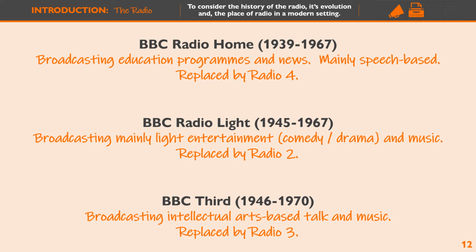BBC Radio Light from 1945 till 1967, which was mainly light entertainment. So there were comedy shows and dramas and lots of music, and this eventually was replaced by Radio 2. And then there was BBC Third, and this was 1946 to 1970, and this was supposed to be broadcasting intellectual and arts-based talk and music, so very highbrow, and this eventually was replaced by Radio 3.